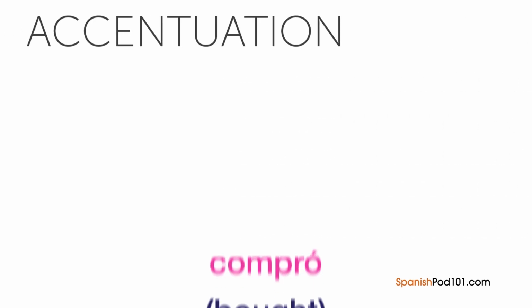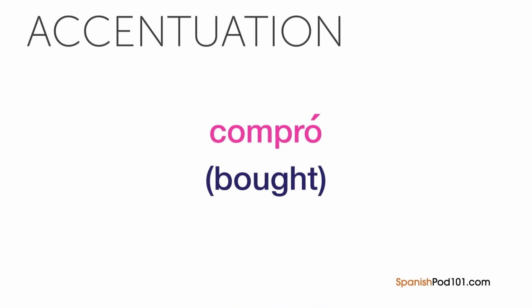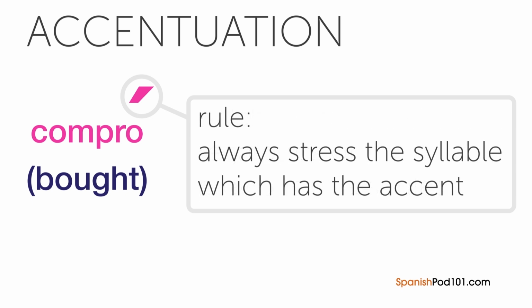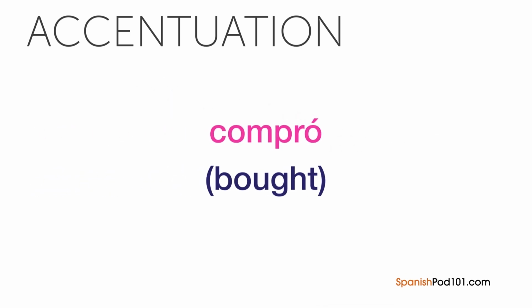Enter the Spanish accent. Spanish uses the acute accent, which looks like this. The acute accent is used to indicate that the syllable must be stressed, regardless of the two previous stress rules. So the rule is to always stress the syllable which contains this accent. Let's take a look at a few examples.